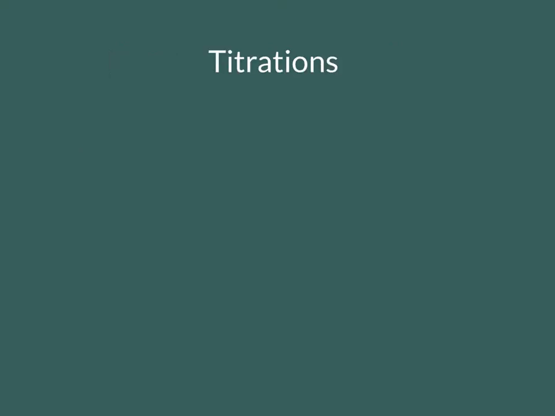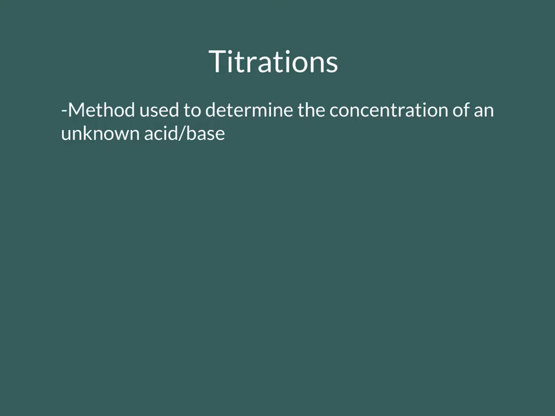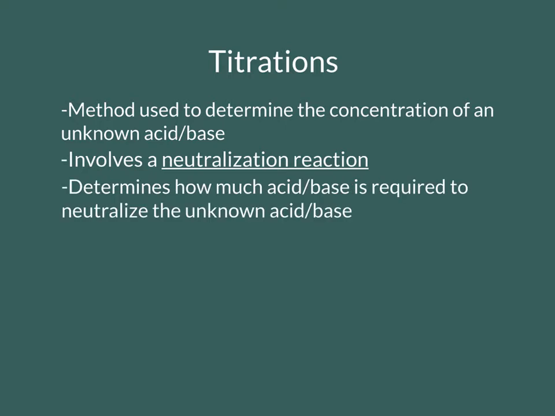A very common procedure that is often performed with acids and bases is called a titration. A titration is a method used to determine the concentration of an unknown acid or base, and it involves a neutralization reaction. In a titration, we want to determine how much acid or base is required to neutralize the unknown. So if we are trying to find the concentration of an unknown acid, we would add a base with a known concentration. Or vice versa, if we wanted to determine the concentration of a base, we would add an acid with a known concentration.